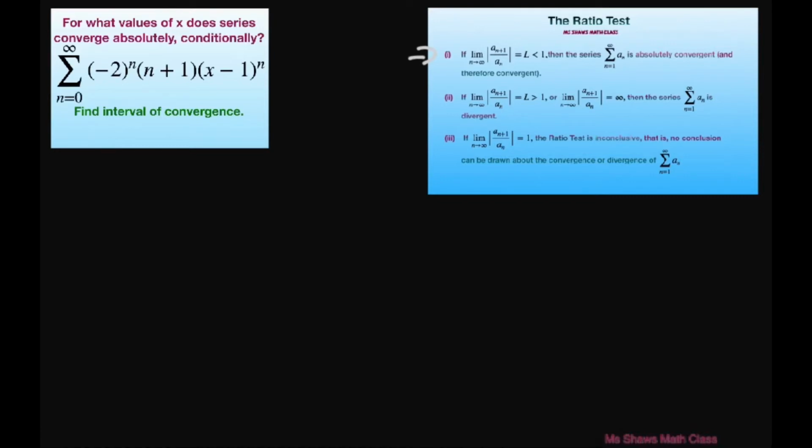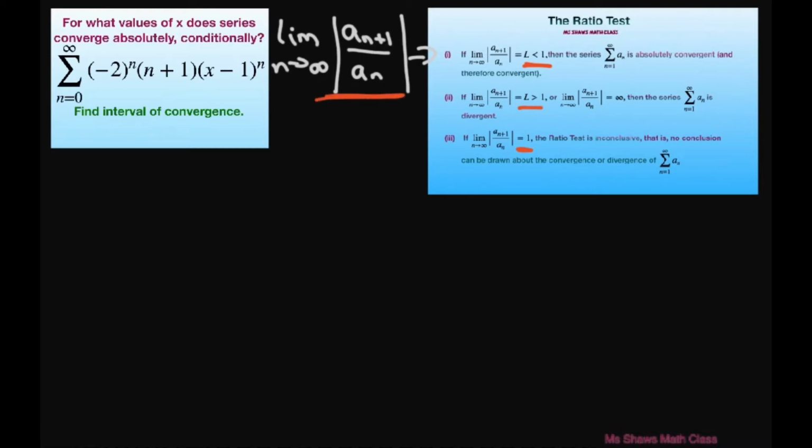For absolute convergence, we want our limit as n approaches infinity of the absolute value of a sub n plus 1 divided by a sub n. The limit has to be less than 1 to be absolutely convergent, greater than 1 to be divergent, and if it equals 1, you have to do another test to see if it's convergent or divergent. So let's go ahead and substitute in what we have.